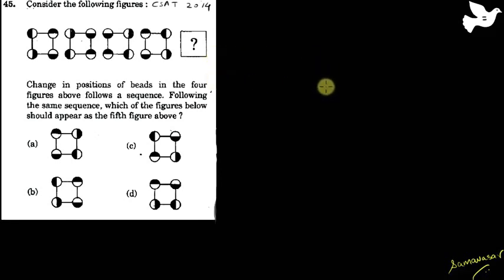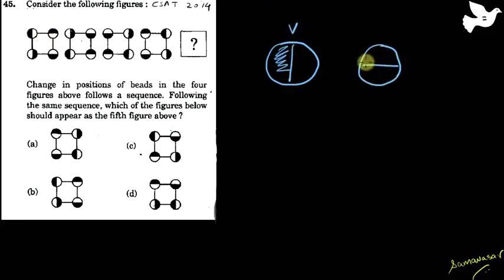This is a question of CSAT 2014. I am given these 4 figures and I am asked which is the 5th figure. So in this, the simplest way of doing this is, if I take a circle and have this colored like this one here, I call it a vertical split. This is a vertical split. And if I have something like this, this is a horizontal split.